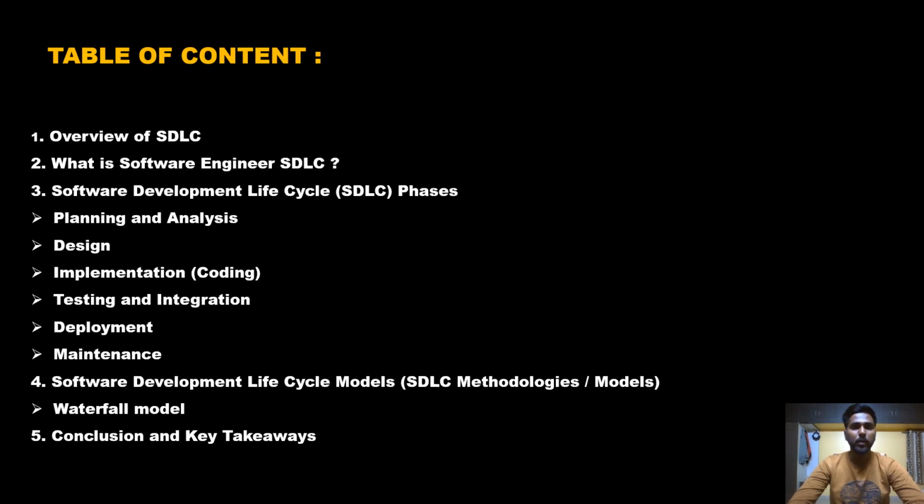Now let's see the table of contents. The first one is overview of SDLC. The next one is what is software engineer SDLC. Next is software development life cycle phases. Next we'll see planning and analysis. Next is design. Next we'll see implementation, testing and integration. Next one is deployment. Next maintenance. And the next point is software development lifecycle models. We'll see about the waterfall model and finally the conclusion.